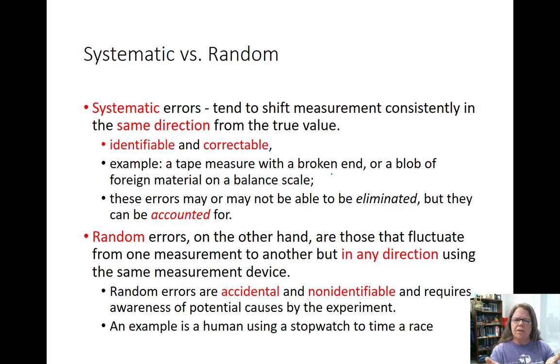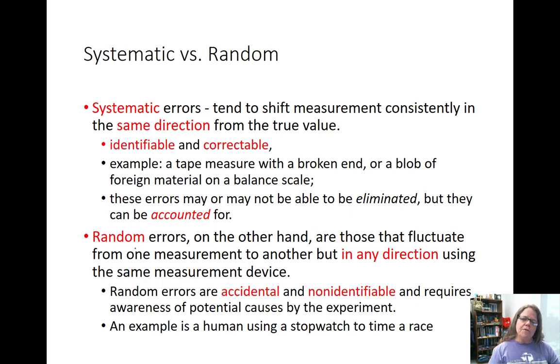It accounts for stuff that's already there, and you can start your zero baseline, including the blob, so we can account for it. Random errors, on the other hand, are things that sometimes are a little on the high side, sometimes a little on the low side. They fluctuate from measurement to measurement, but it might be in any direction, okay? Even if you're using the same device every time.